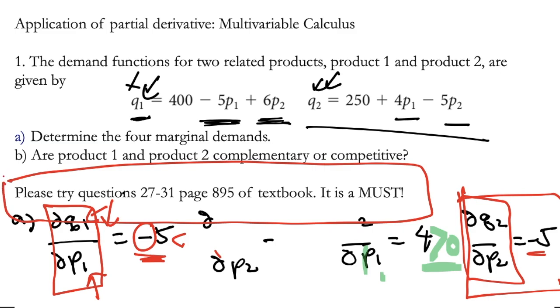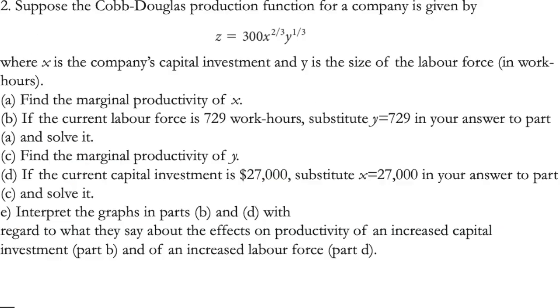Okay. Now let's move to another example of multivariate calculus application of partial derivative, which is this. Suppose we have a Cobb-Douglas function given by this production function. Z is the output or products, total product. X and Y are the inputs. Y refers to labor force, quantity of labor. X refers to capital or investment.